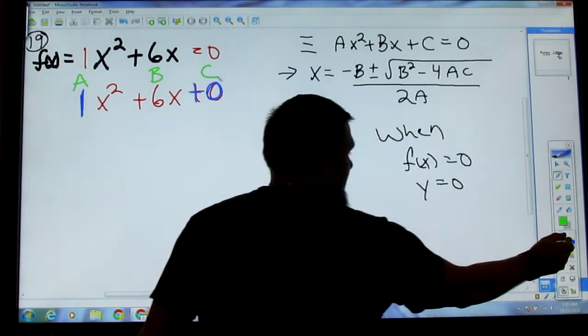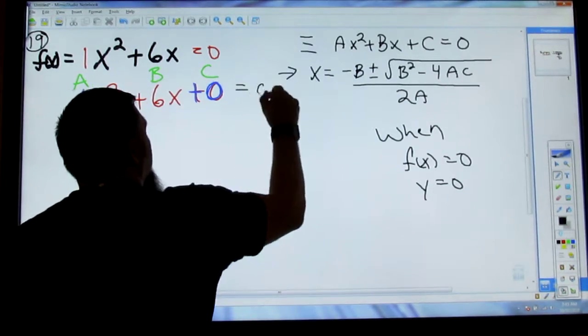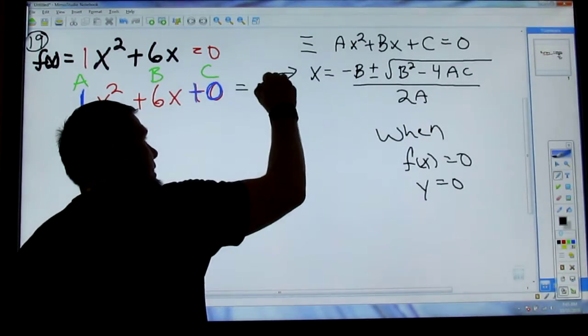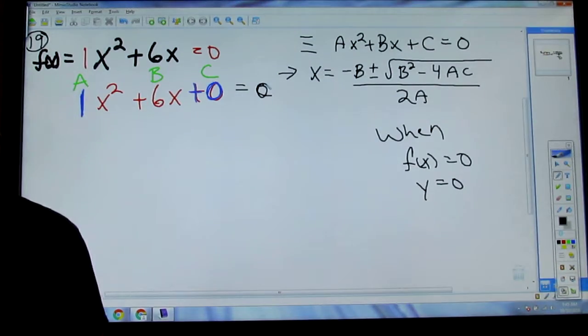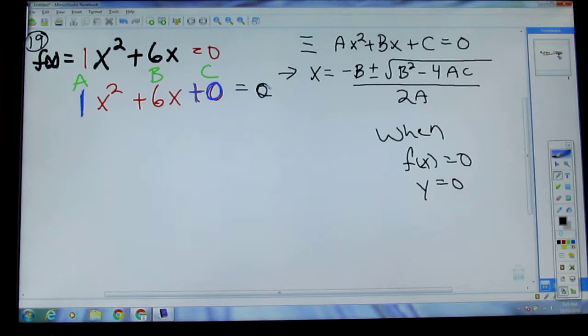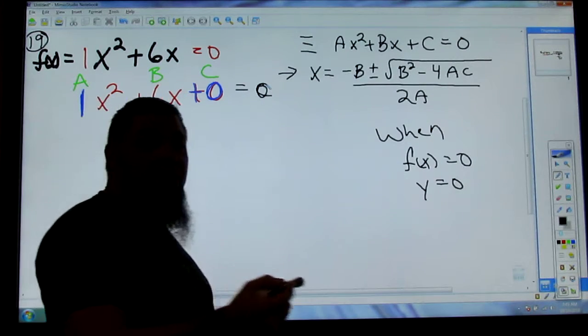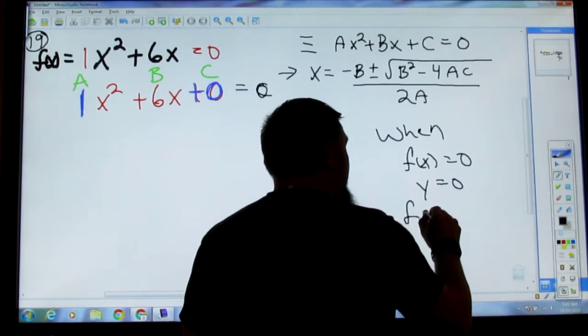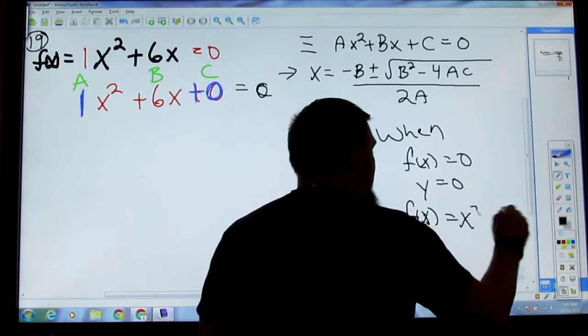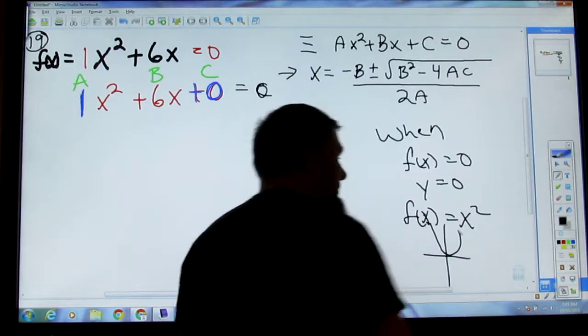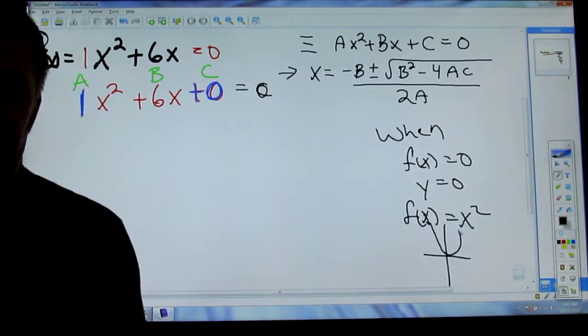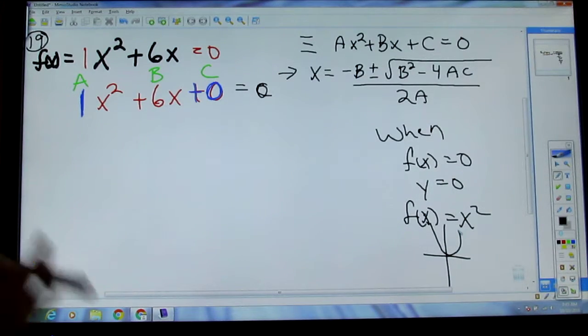Because this is all equal to 0. Sorry. Equal to 0. I'm trying to find these zeros. I'm trying to find where this crosses the x-axis, right? I should know that this is a quadratic, right? The parent function is f of x is equal to x squared. So it looks like this, right? Except it's shifted. I should be able to look at this and know that.